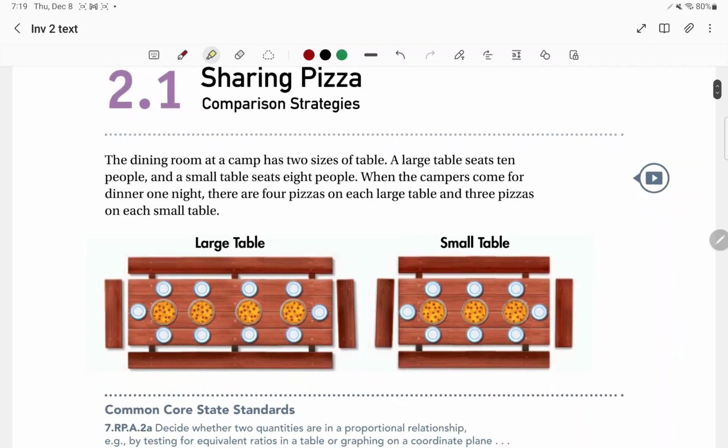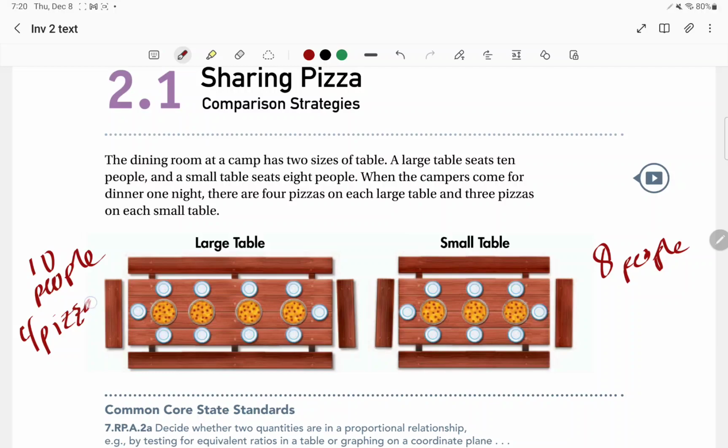So in order to understand what we're going to be doing, let's look at the problem. So here we have a dining room. This is a dining room at a camp. Large table seats 10 people. So there are 10 people here. And then you have the small table, which seats 8 people. When the campers come for dinner one night, there are 4 pizzas at the large table, so there are 4 pizzas here. And over here, there are 3 pizzas at the smaller table. Makes sense?